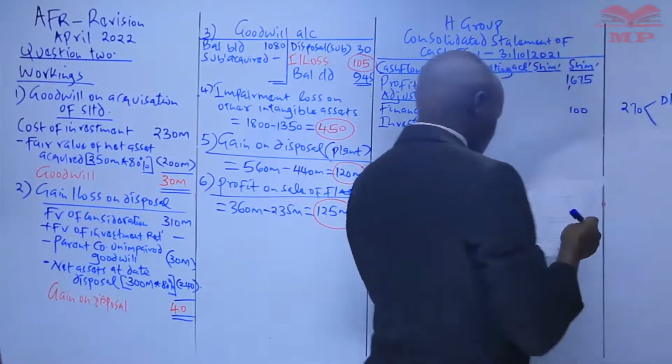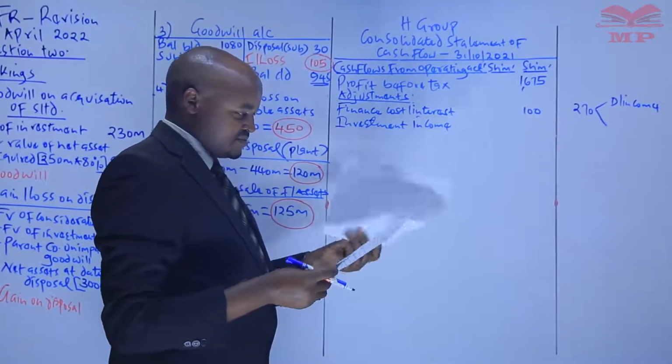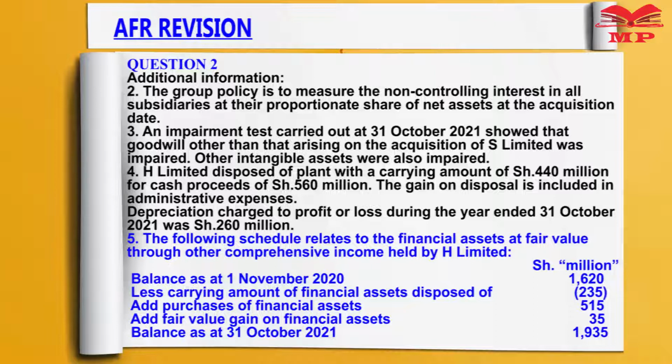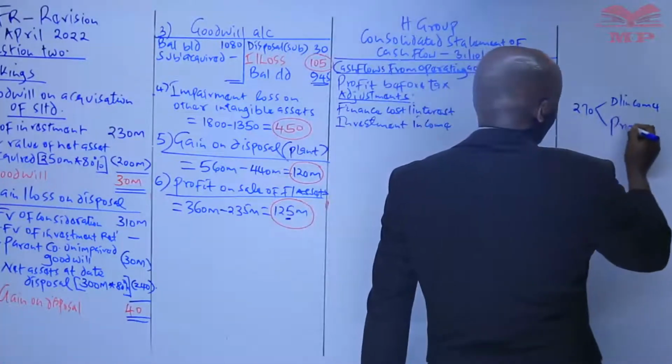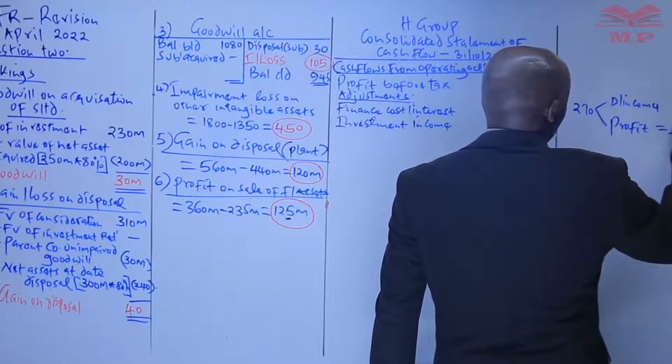But also, if you can remember, there is some information which you are given in note number 5, the last paragraph there. You're told that the sales proceeds of the financial asset was 360. It referred to this. The profit on the sale of financial asset is included in the investment income. So this particular figure here, that is the profit on the sale of financial asset, the amount of 125, is included here.